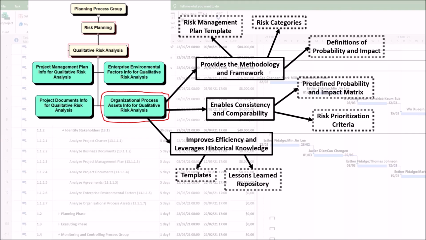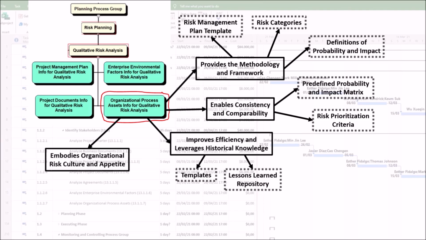Second, templates. Standard risk register templates and risk report formats save time and ensure all necessary information is captured. 4. Embodies organizational risk culture and appetite. First, risk management policies and procedures. These formal organizational process assets dictate the mandatory steps, roles, and responsibilities for risk analysis, ensuring governance compliance.